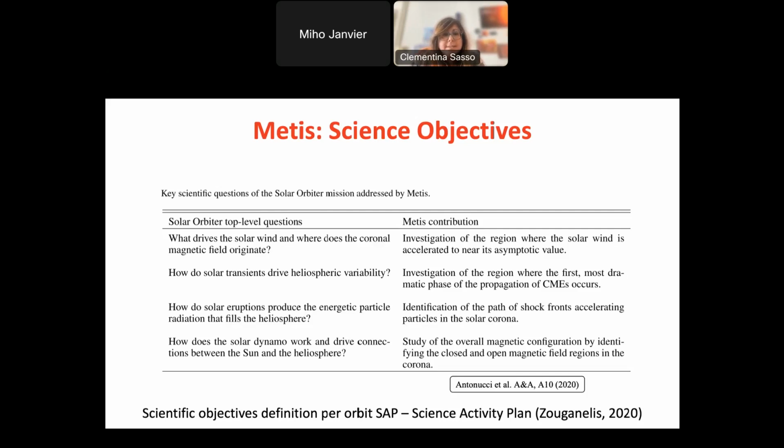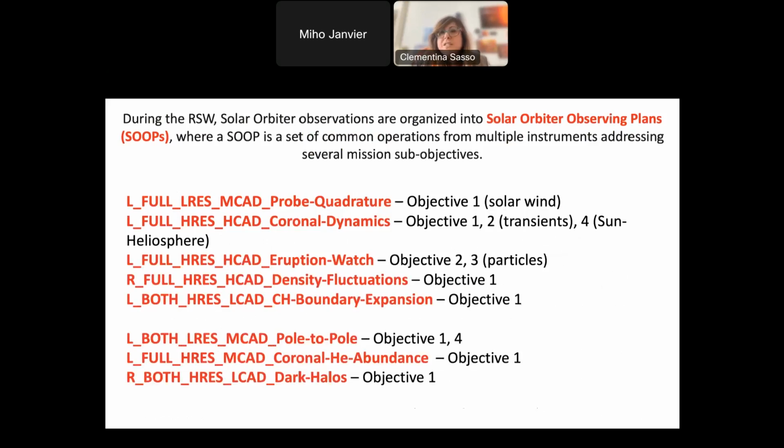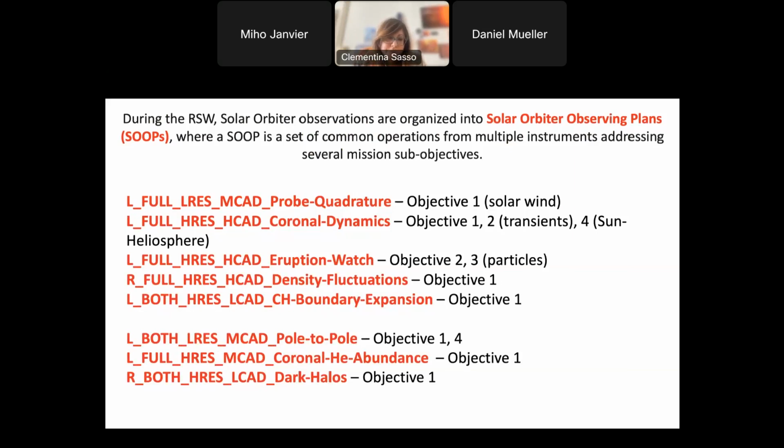All the Solar Orbiter top-level questions have different sub-objectives, and these sub-objectives are answered by what we call SOOPs, the Solar Orbiter Observing Plans, which are sets of common operations from multiple instruments addressing several mission sub-objectives. So here is a list of the SOOPs that are Metis-led, and I will go into detail soon.